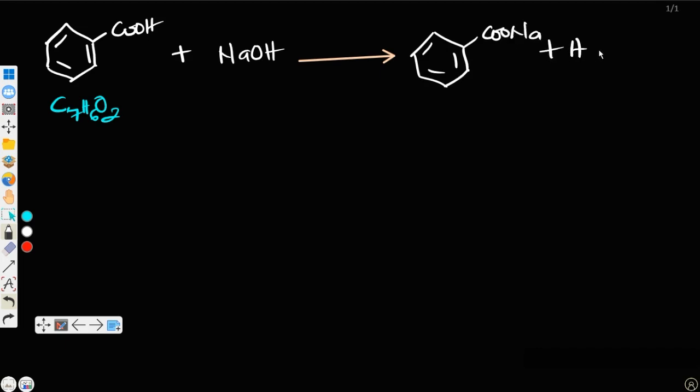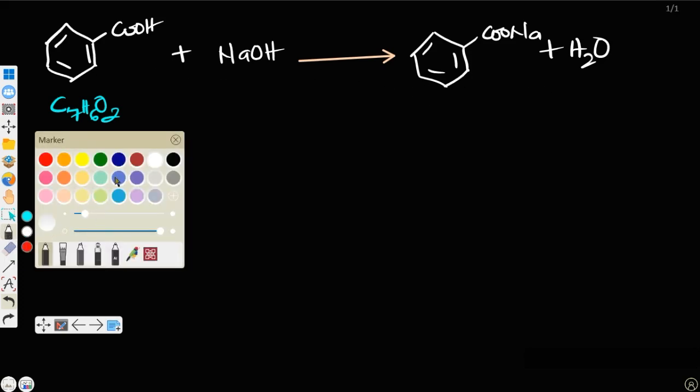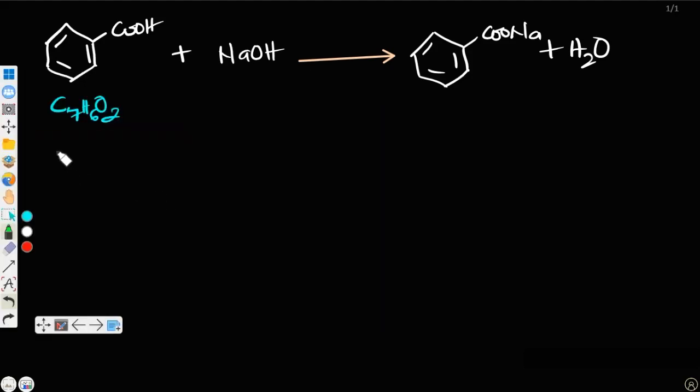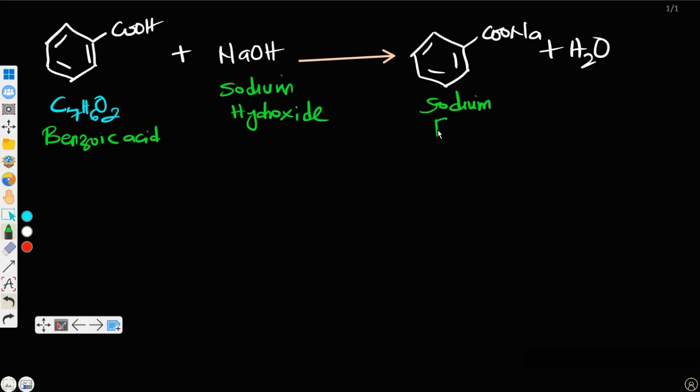plus what? Water. This is an acid plus base to give us salt and water. So you can come here and label everything that we'll have here. So here is benzoic acid plus what? Sodium hydroxide, which is your base. So this will give us sodium benzoate, and then this will give us water. Exactly. Now this is the equation of reaction.